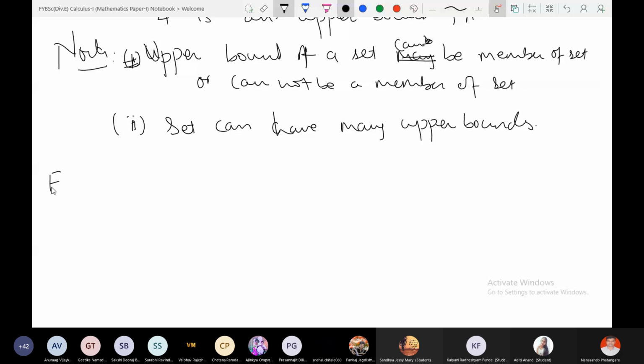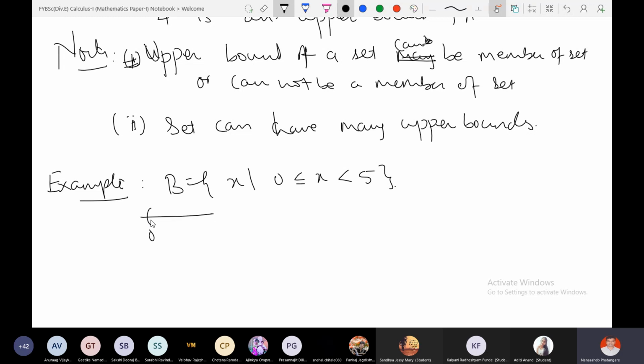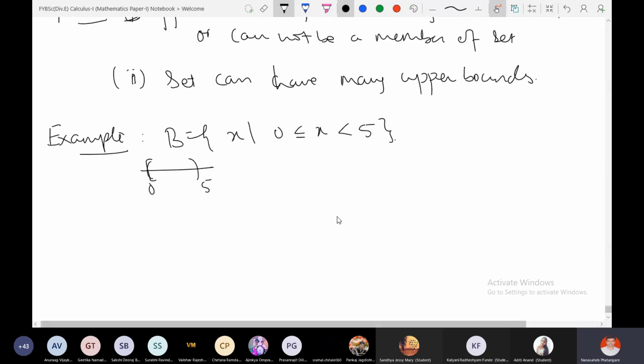Now, if you look at another set, B is equal to those real numbers which lie between 0 and 5, for example. You understand what set B is? All numbers between 0 and 5. So 0 is included because x is greater than or equal to 0. That means numbers greater than or equal to 0 and less than 5. So what is an upper bound of this set? 4. What?